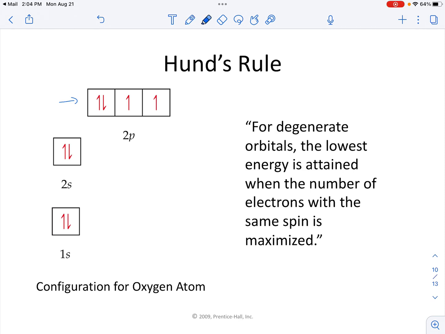This is describing the configuration for oxygen, which has 6 electrons. So you can count as we're doing this.